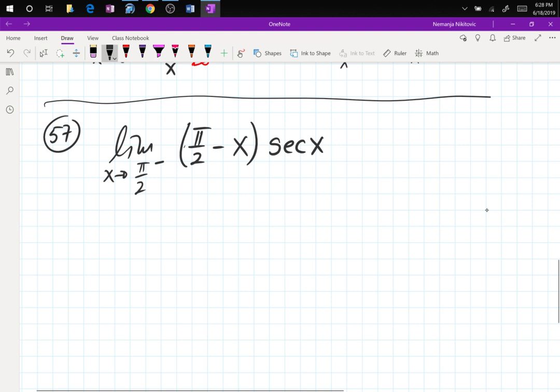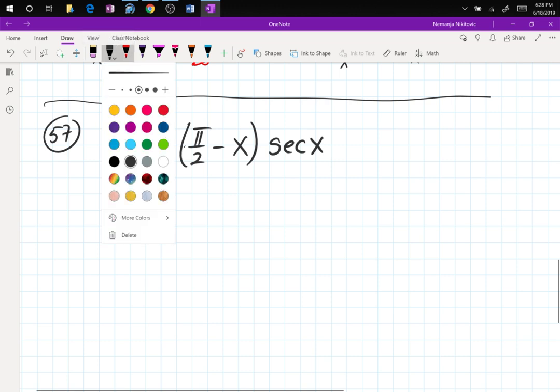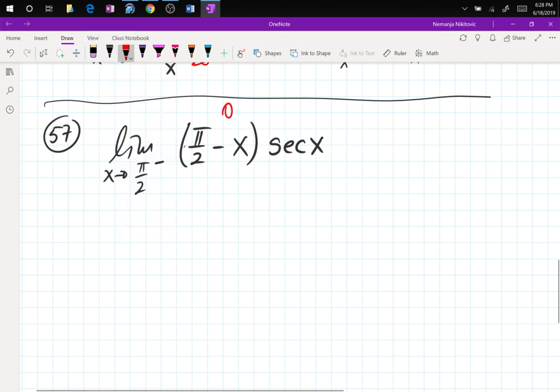Now secant is 1 over cosine. Cosine has a 0 at pi over 2, which means secant will have a vertical asymptote, so that has to be infinity. So what I have here is 0 times infinity. That's what we have.